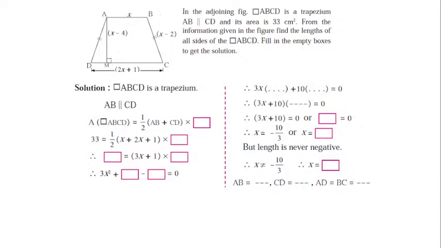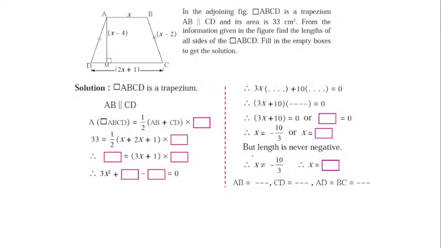As information for this question, the length of AB is given to be x, the length of BC is x minus 2, the length of AM is x minus 4 and the length of DC is 2x plus 1. So this is the information given and we have to use this to find the solution.